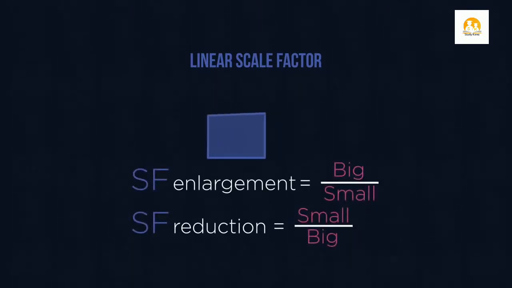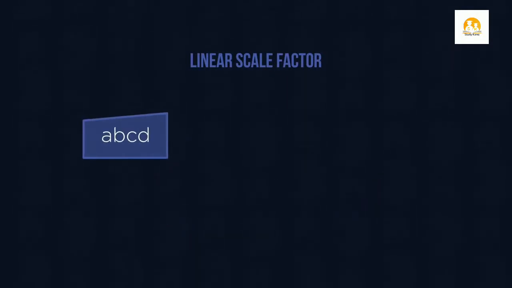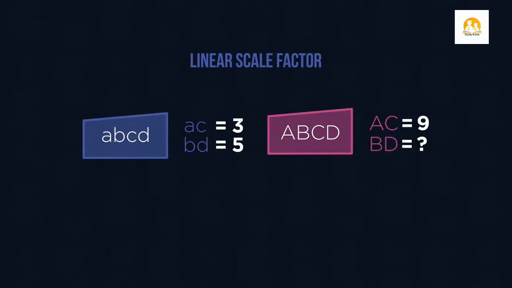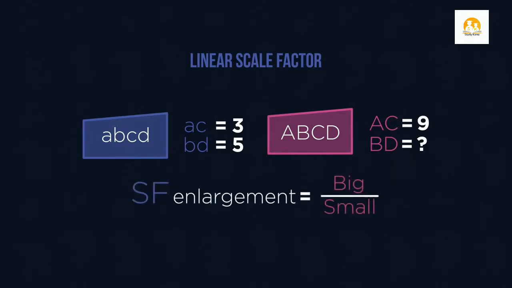Let's try an example of a linear scale factor. ABCD and A'B'C'D' are similar shapes, not drawn to scale. If AC equals 3, BD equals 5, and A'C' equals 9, what is B'D'? B'D' is on the enlarged figure, so we will need to calculate an enlargement scale factor.